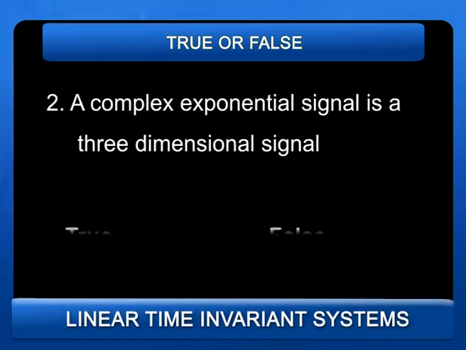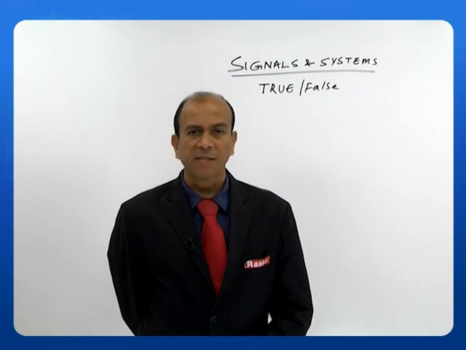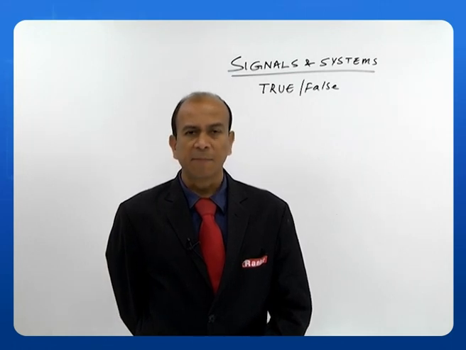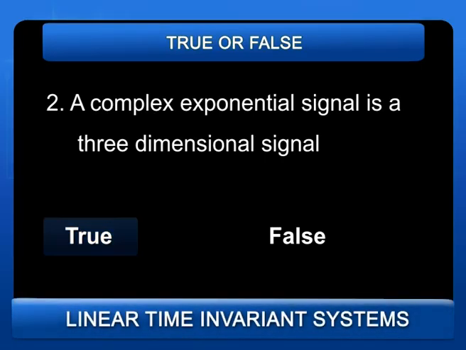Now let us look at the second question. A complex exponential signal is a three-dimensional signal. The answer is true.